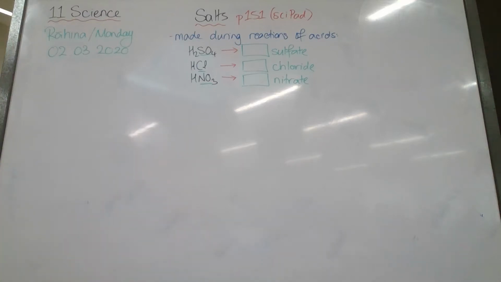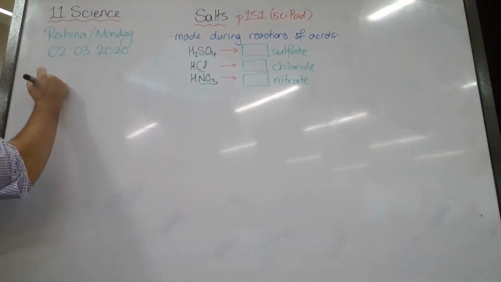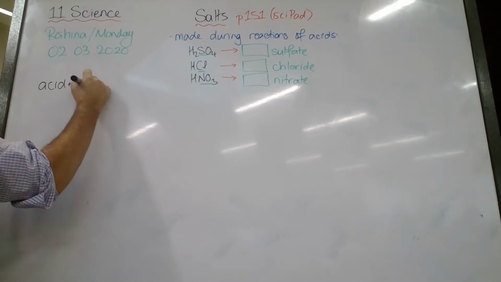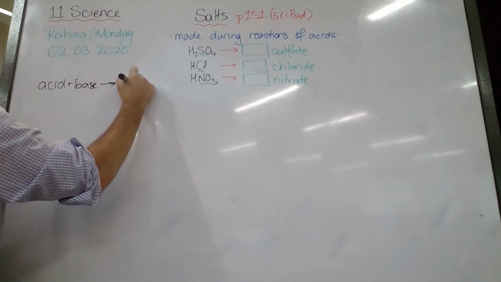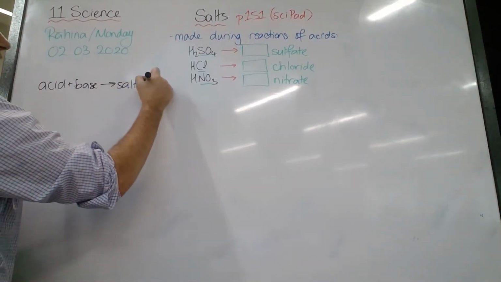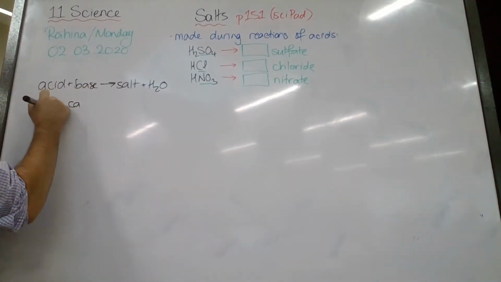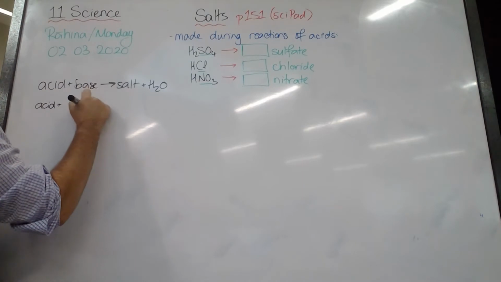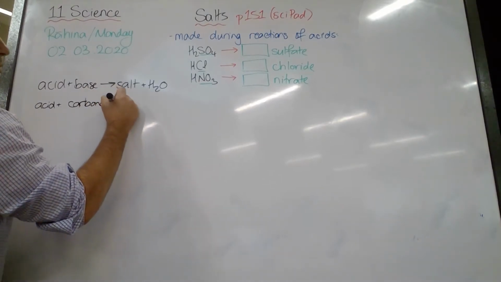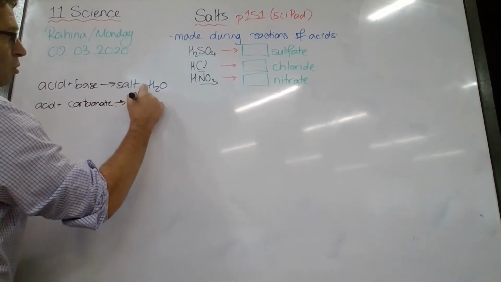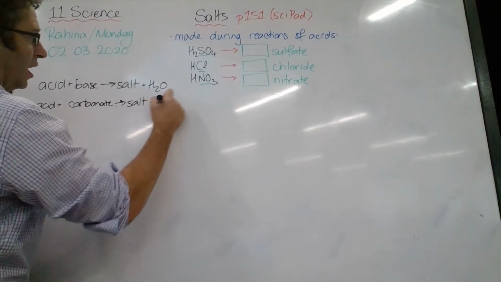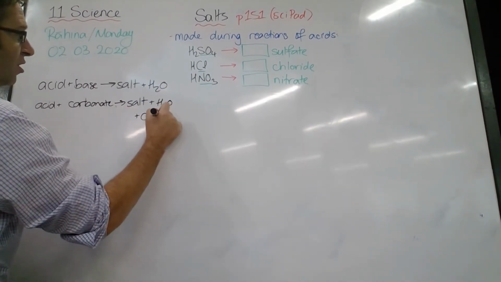So we just looked at neutralization, where an acid reacts with a base. And whenever we had that, an acid plus a base always gave us a thing called a salt, and water. We're going to look at what that means today. If that base was a carbonate, we still got a salt and water, and we also got carbon dioxide given off.